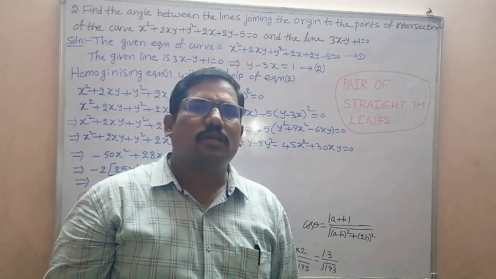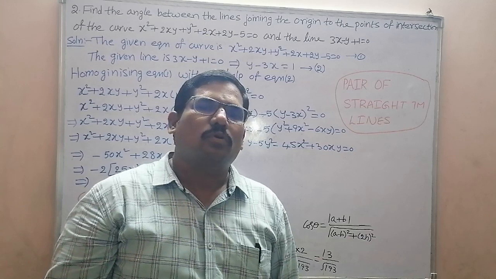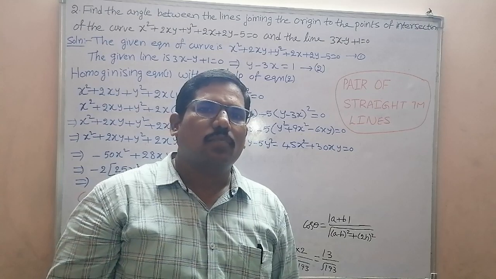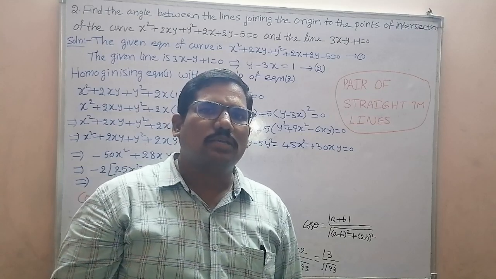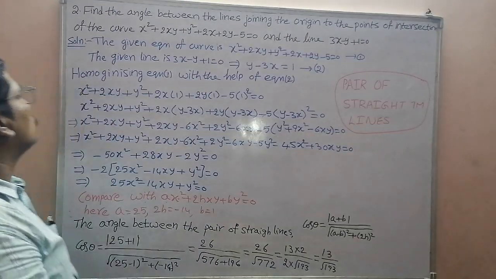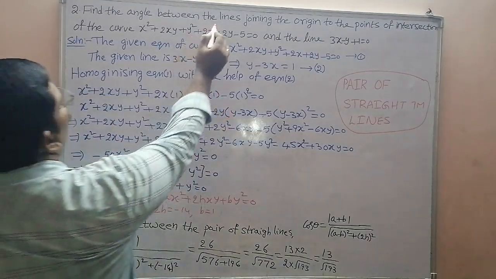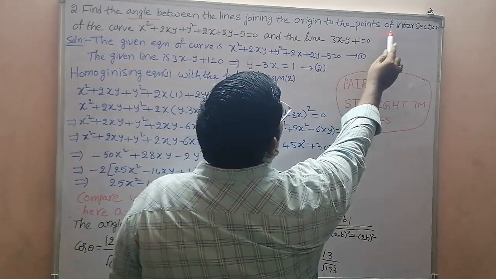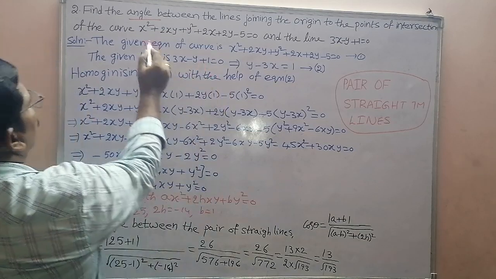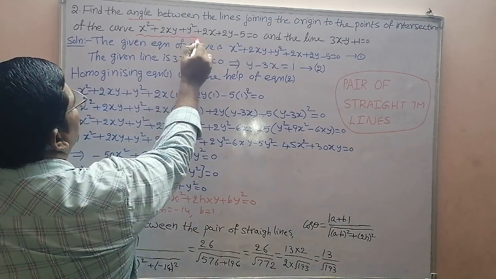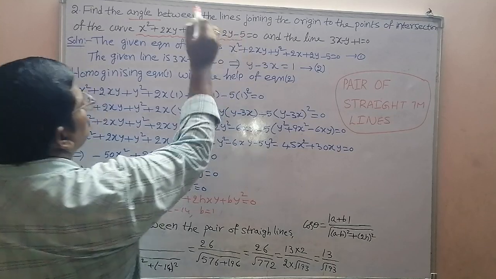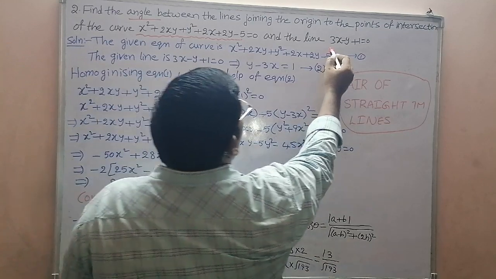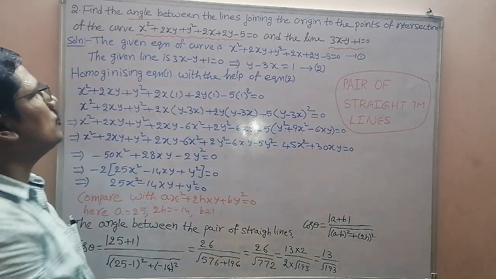We have already discussed two LAQ questions, the 7 marks questions. This is the third LAQ, pair of straight lines. Most important question, please listen carefully. In this question, find the angle between the lines joining the origin to the points of intersection of the curve x square plus 2xy plus y square plus 2x plus 2y minus 5 equal to 0 and the line 3x minus y plus 1 equal to 0.